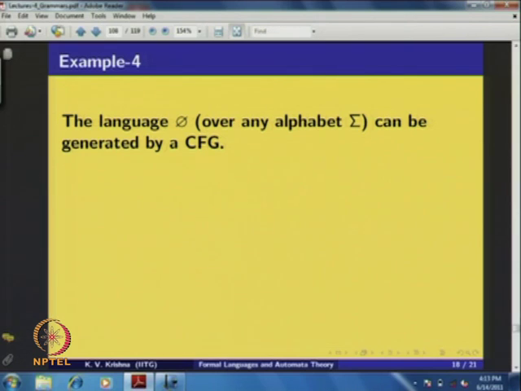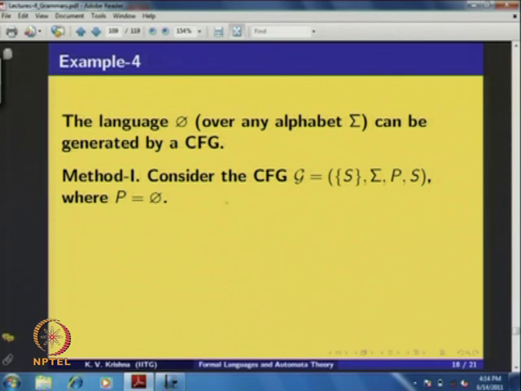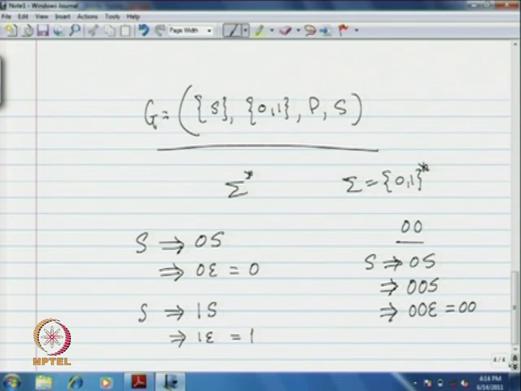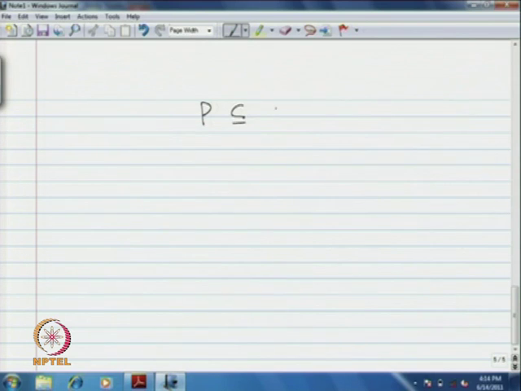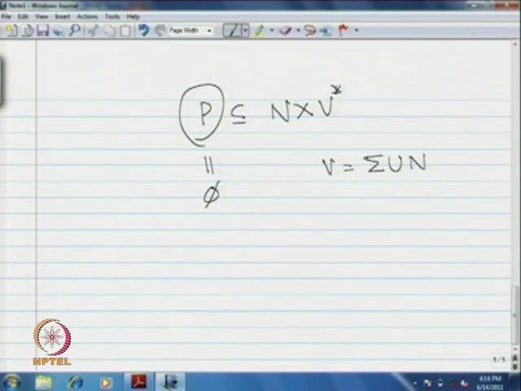Let us consider one more example. If you consider the empty language, or any alphabet you can consider, we can say this can be generated by a CFG. How do you give the grammar? I give you one method here. If you consider the grammar G as (N, sigma, P, S), where P is empty, the set of production rules, we did not put any restriction, we simply said that the production rules are a subset of N cross V star, where V is sigma union N. There is no restriction on this, it can be the empty set also as a subset.